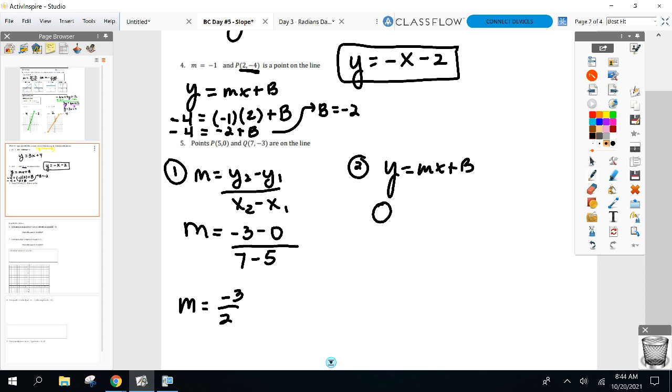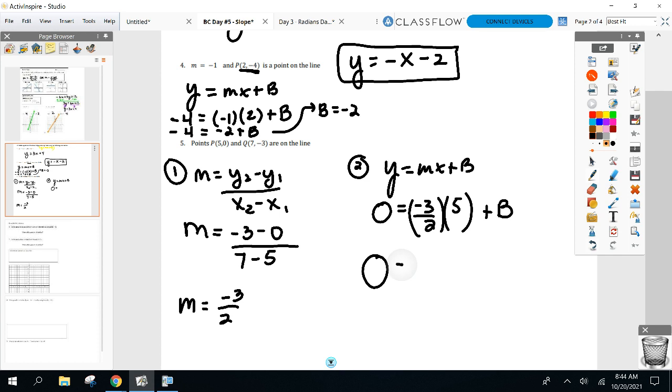0. We just found the slope to be... Why did I do that? Because I'm thinking ahead. -3/2 times 5 plus b. He's asking me to do a fraction times a number. Good thing I got a calculator. 0 equals -15/2 plus b. How do you move it over? You add 15/2.